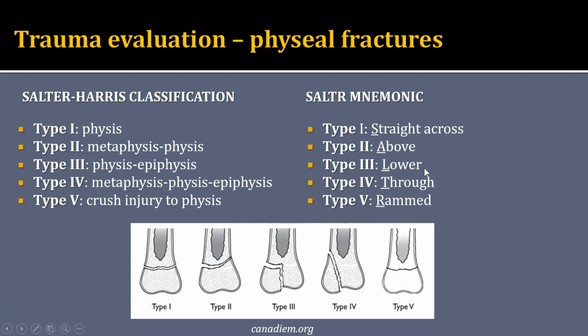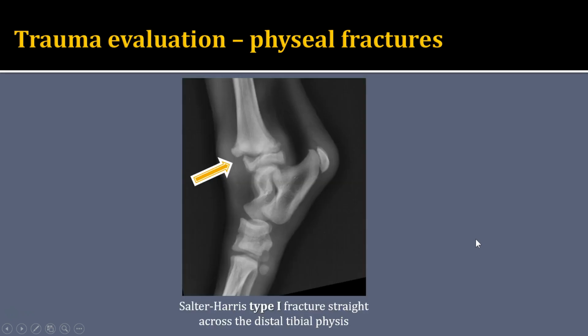In type 3, the L stands for lower, so that's through our physis and epiphysis. And then the T for type 4 stands for through everything, metaphysis, physis, and epiphysis. And then type 5, the R stands for rammed, and that's our crush injury to the physis. So that might help you as you remember these different classifications, because I'll want you to be able to assess your radiographs and name the type of the fracture.